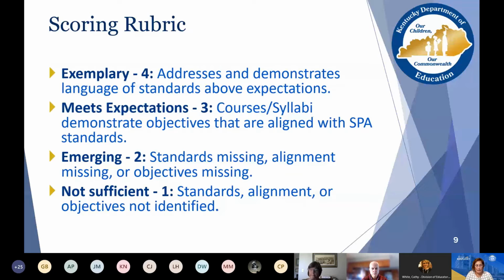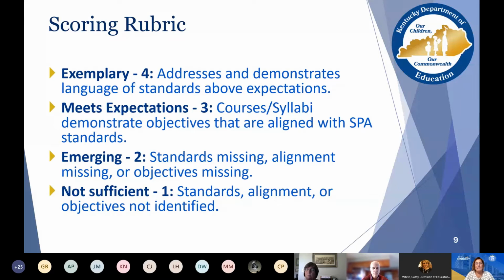For instance, if you're looking at the scoring rubric and you're scoring and they're emerging, your comment may be something like 2 out of the 10 classes did not address the standards and elements, or 8 of the classes addressed all the standards and elements, but 2 did not, or all of the classes addressed the standards, but they didn't address the elements. So there are lots of different comments that could be made.